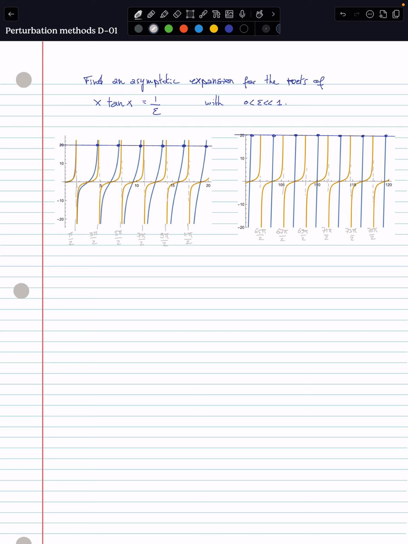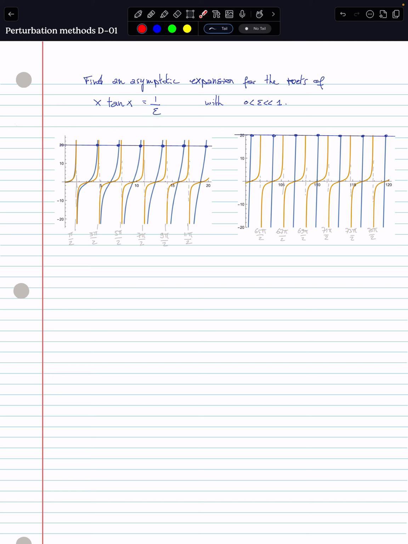Hello everyone. So in this video we're going to visit how we can solve transcendental equations with perturbation approaches. And in this video, more precisely, we're going to tackle a transcendental equation involving a trigonometric function because we're going to solve x times the tangent of x is equal to something large, all right?